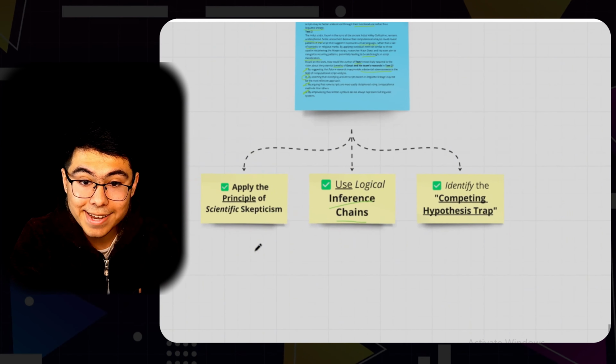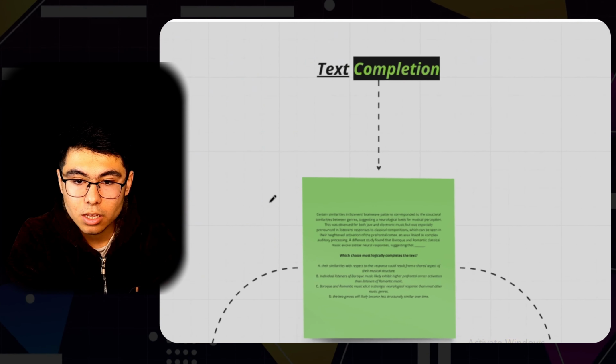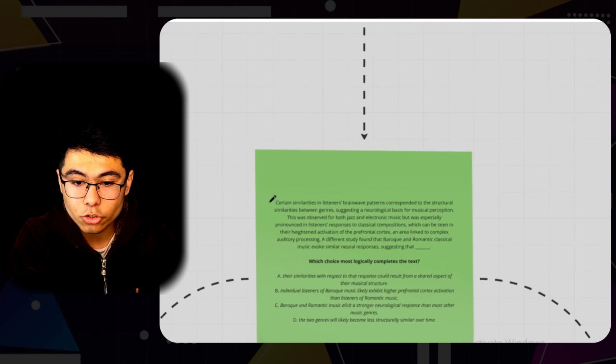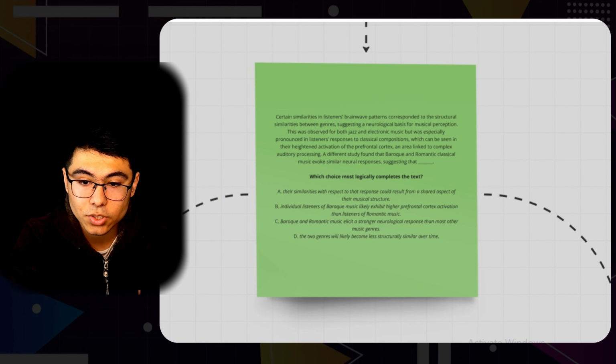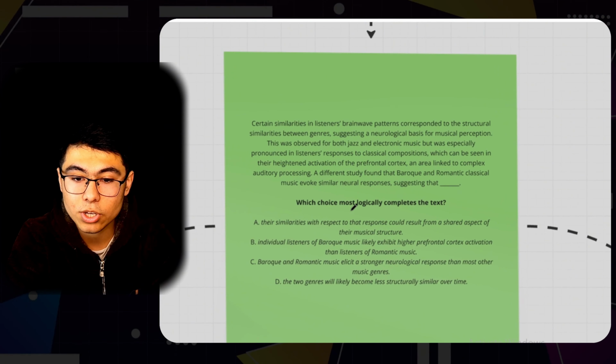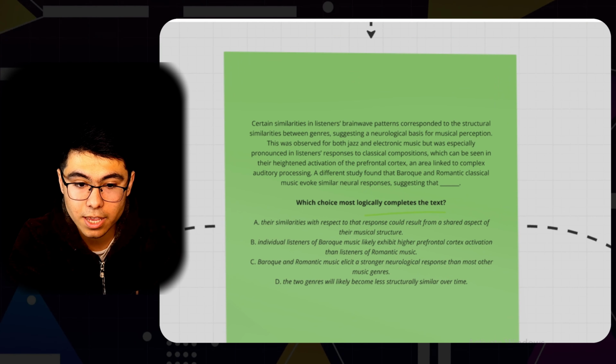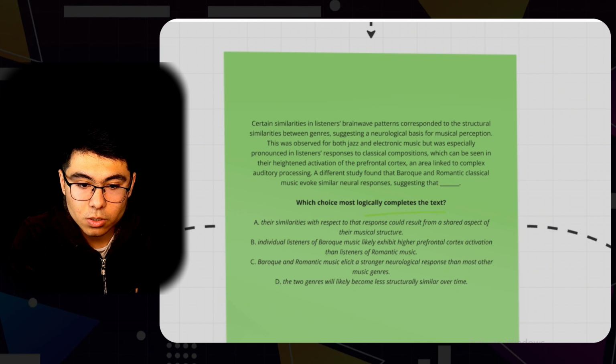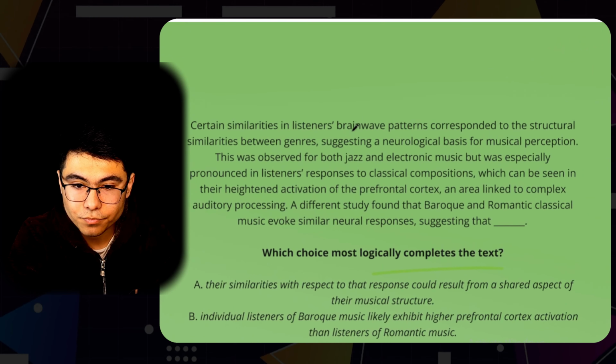Now let's move on to the next SAT question. And it is a text completion question type. Now let's try and answer this question. So the first thing, we need the question: which choice most logically completes the text? Okay. So now let's read the text.